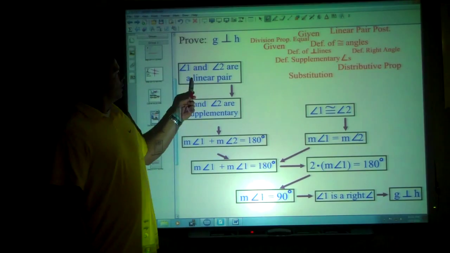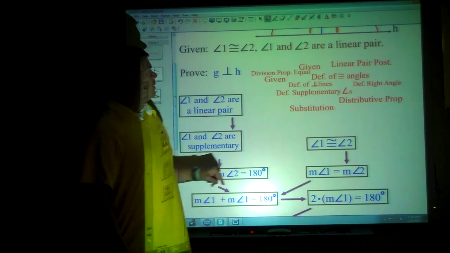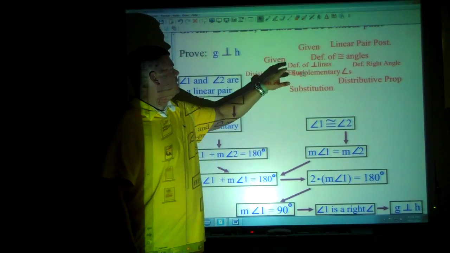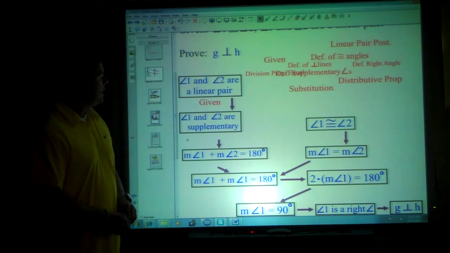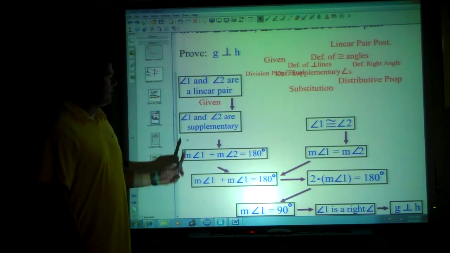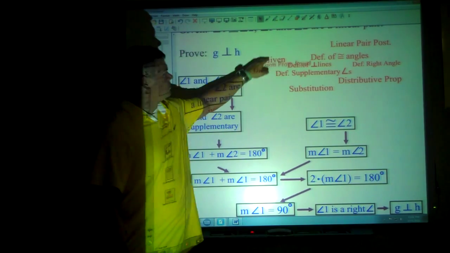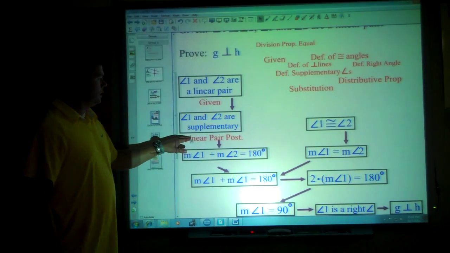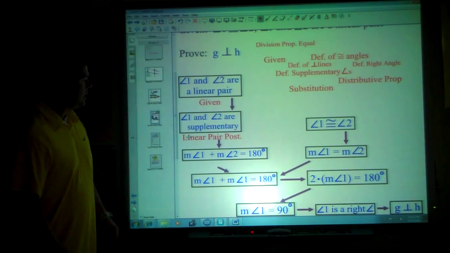Angle 1 and angle 2 are a linear pair. Well, most of us noticed that that was also a piece of given information. So I should be able to take this given and stick it here. The fact that they are a linear pair means that the two of them are supplementary, which, if you recall, is the linear pair postulate. So the linear pair postulate states that those have to be supplementary.